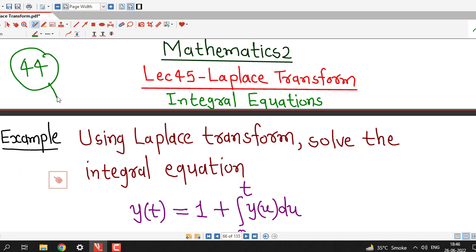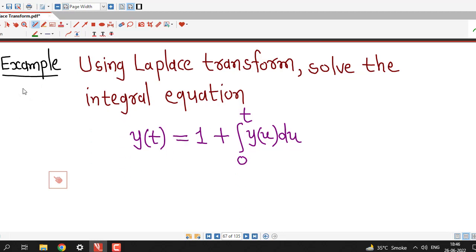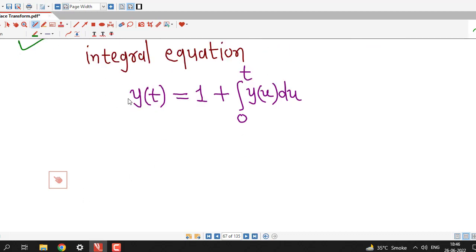In lecture number 44 we have discussed what is integral equation and how we can solve integral equation using convolution theorem for Laplace transform. In this lecture we find out solution of this integral equation using Laplace transform. So first we write down the given integral equation and then we try to solve it using convolution theorem.